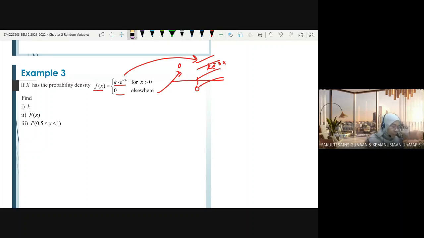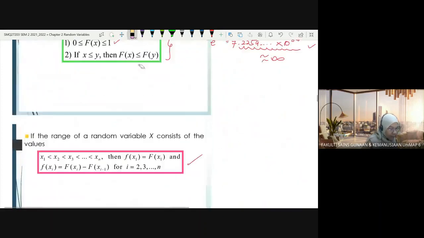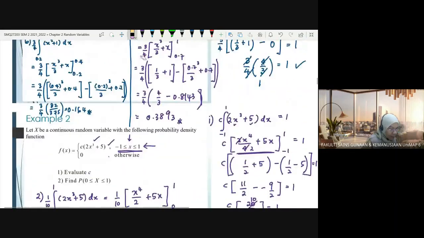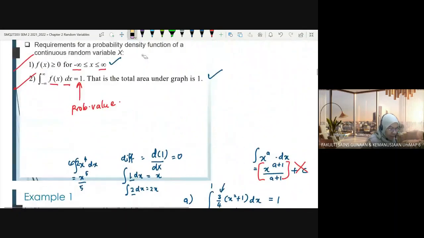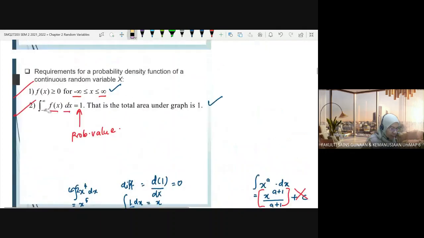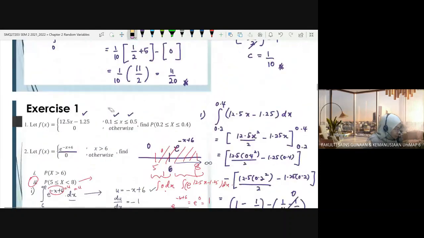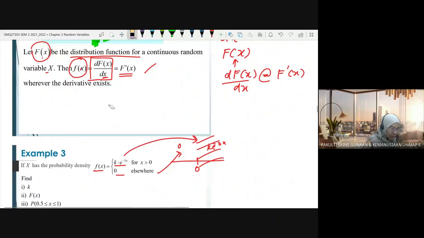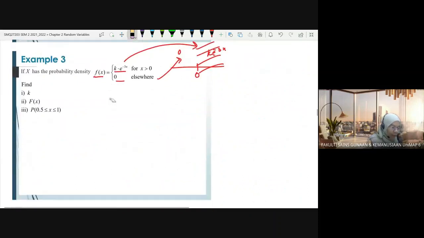Now you need to find k. Remember back in class how to find k? We are talking about a probability density function, and the condition for this density function is that when you integrate the function with respect to x over the whole range, you will get 1.